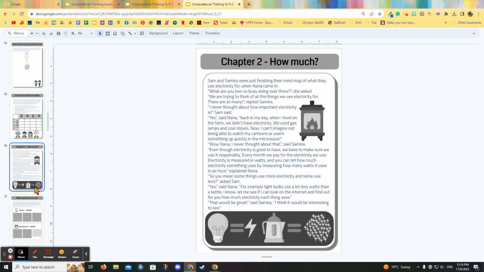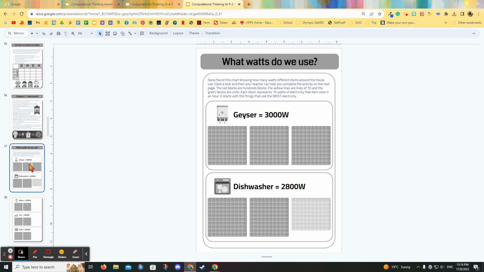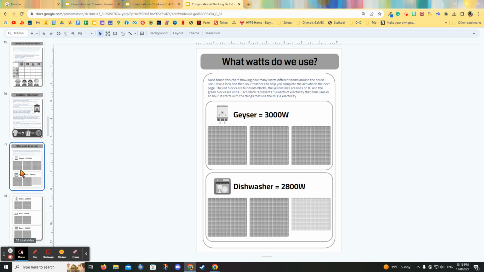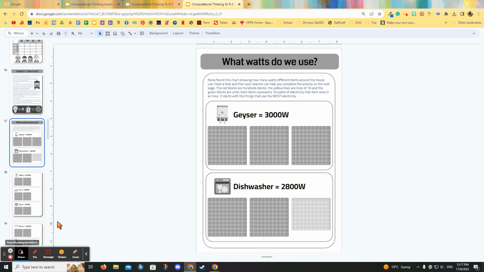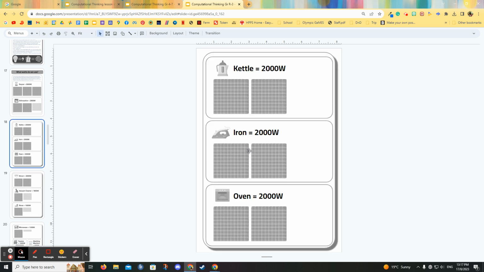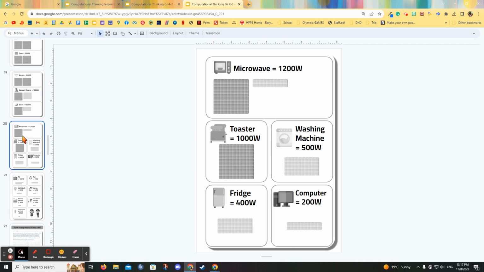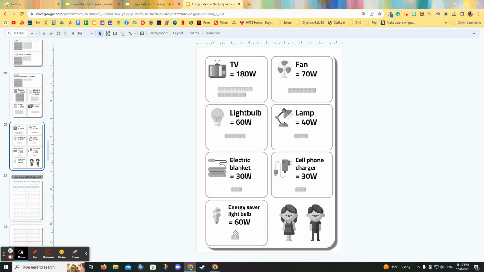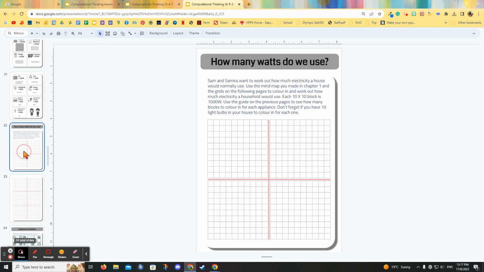So they're looking at different amounts of electricity. This shows approximately how many watts of electricity different items use, staggered from the thing that uses the most, which is a geyser, to the thing that uses less. It goes through all the things: dishwasher, geyser, kettle, iron. I'm using hundreds blocks because they've got a little bit of experience with that, to show how much electricity each item uses, right down to the energy saver light bulb over there, which is the least.